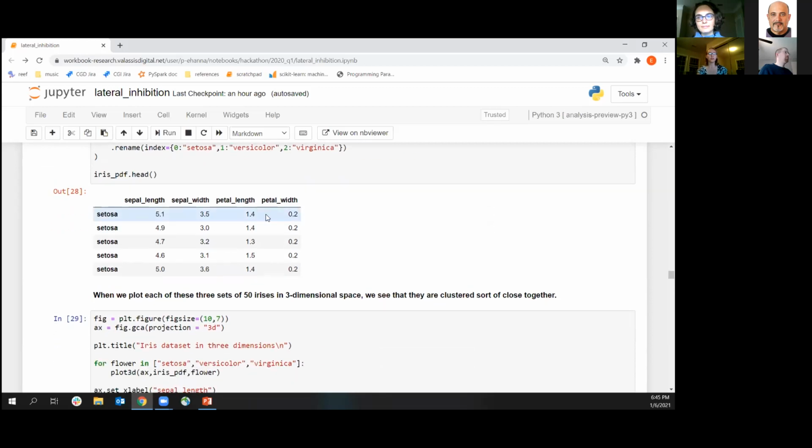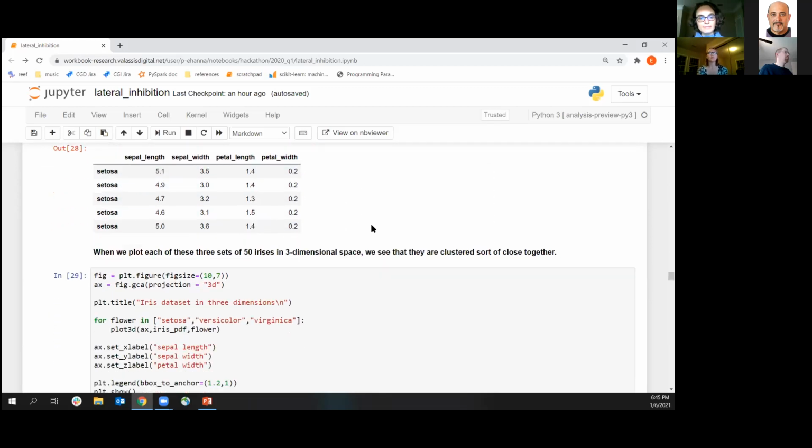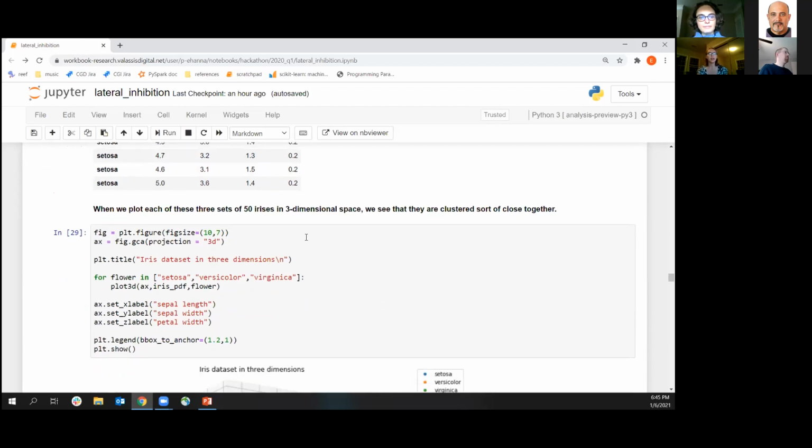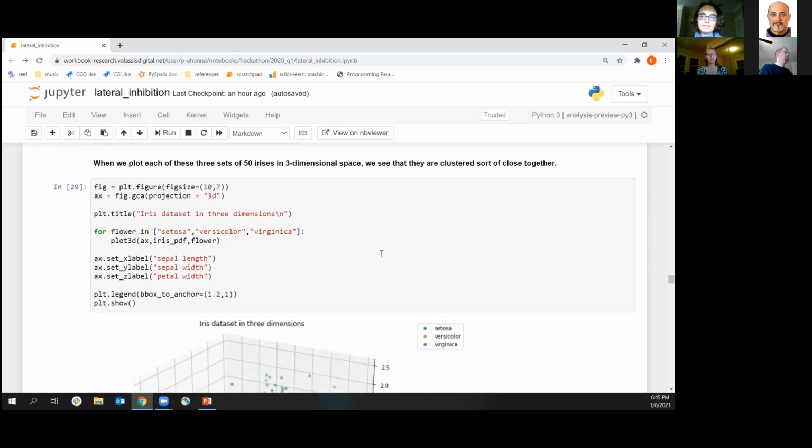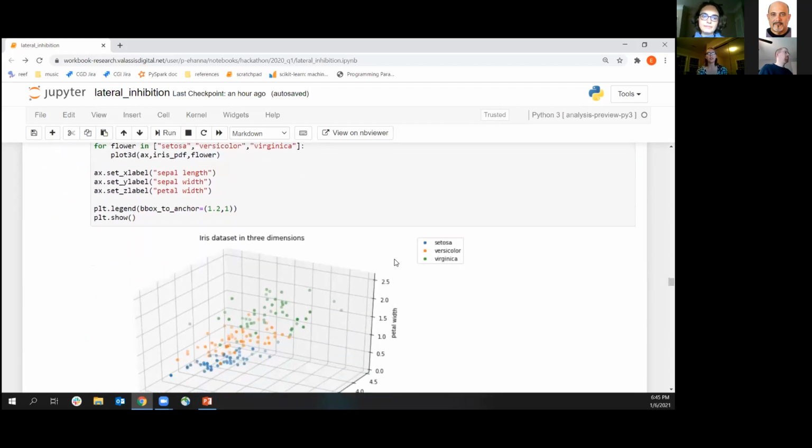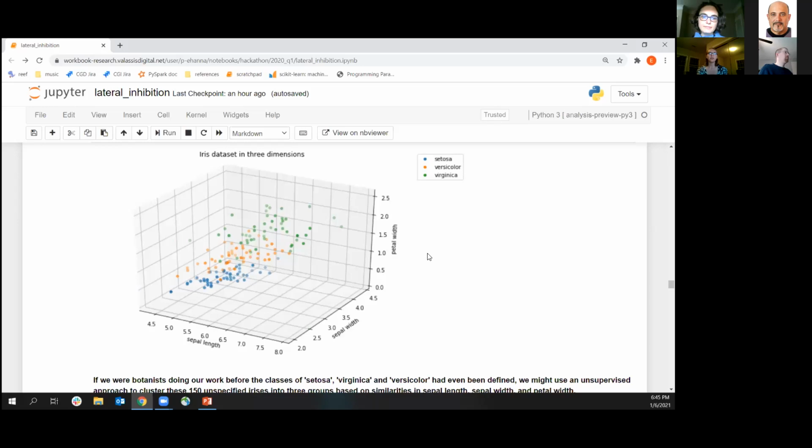So this is just a quick example of the kind of thing that we would look at. Again, just looking at 3 of these 4 features, when we plot this set of observations in a 3-dimensional space, we can see that they're clustered fairly close together. They're different enough in this 3-dimensional space that it's not too hard to tell them apart, but still they overlap, as you can see.